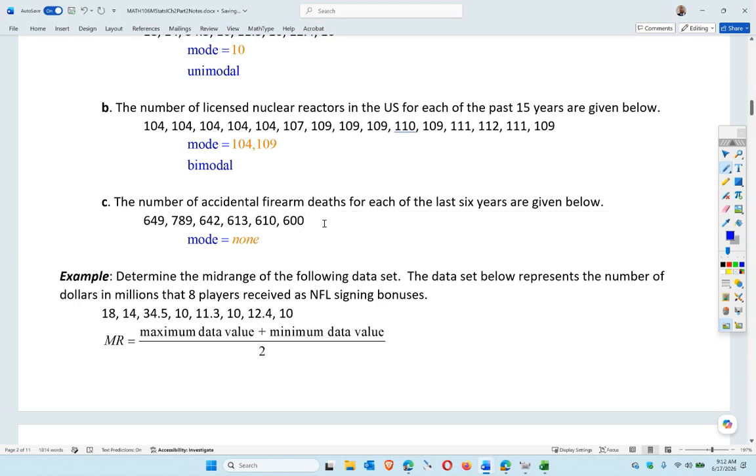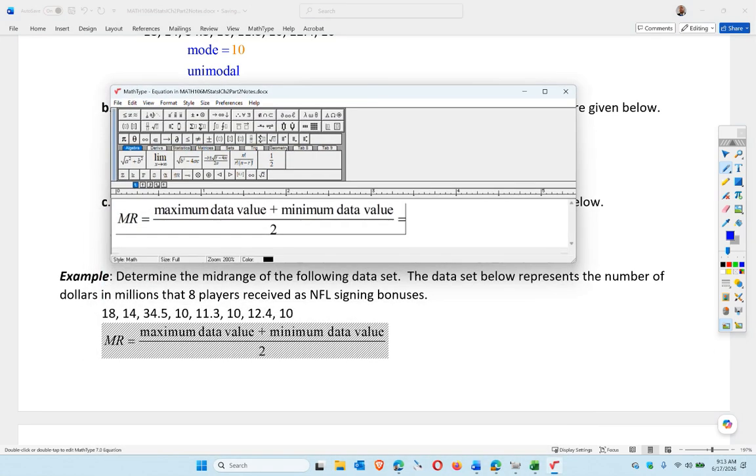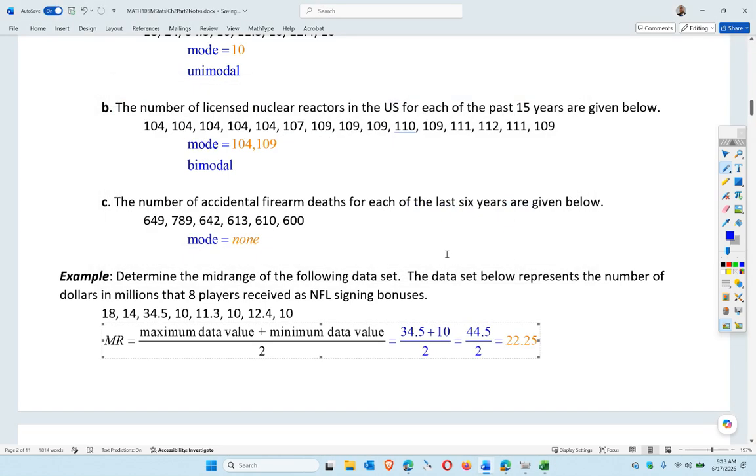Okay, there we go. And the mid-range is pretty easy. You just do max and min essentially. Let me shrink that down. So equals, the maximum value on that list is 34.5. We're going to add the minimum value, which is 10, and then divide by 2. I'm going to put it in the box in the bottom there. Okay, so format, color, blue. That's going to be 44.5 divided by 2, so that's 22.25 is my mid-range. Okay, so that is the measures of center, hand calculated.